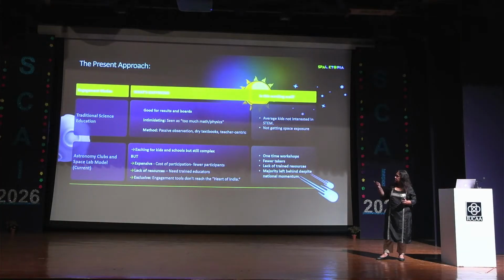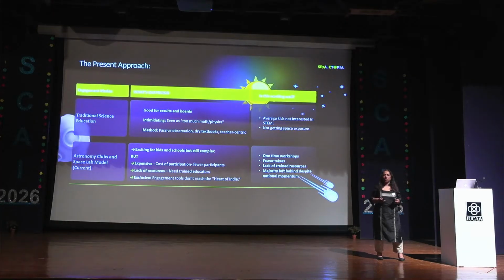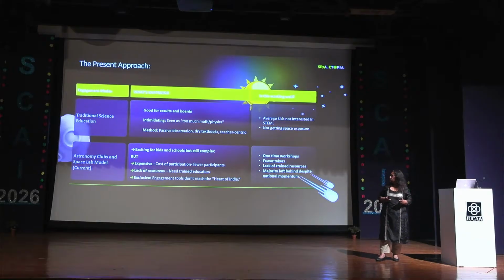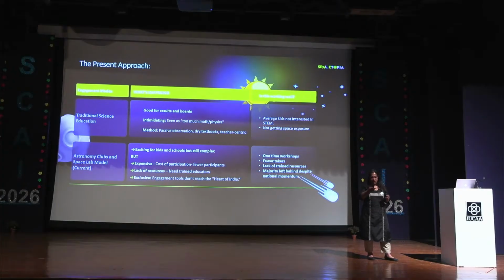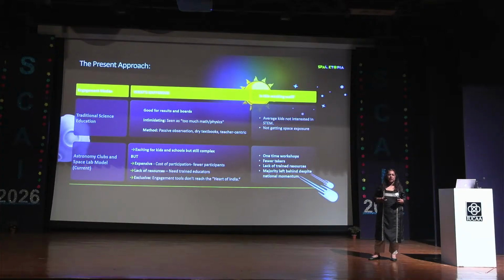So the present approach is traditional science, which all of us agreed that we need. Of course, we are working with the second model, all of us, which is astronomy in education. And that's astronomy clubs and space labs now. But like I said, the problem of that is it is exciting to kids, but some of the space club sessions are still formula intensive, they are technical, and they are expensive in urban schools especially. There's a lack of resources. Like Priya also said, where do you get so many astronomy trained teachers to take it around? And also, how do you scale it to reach everybody?